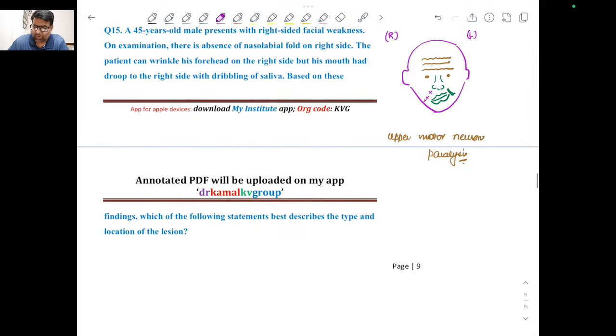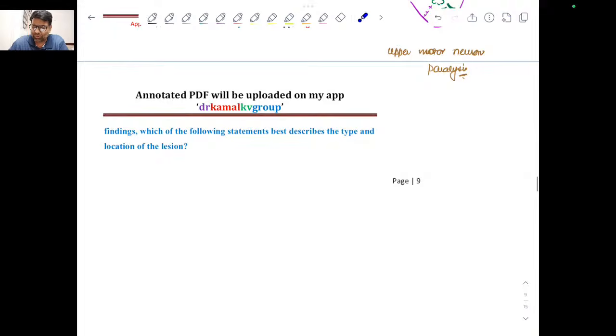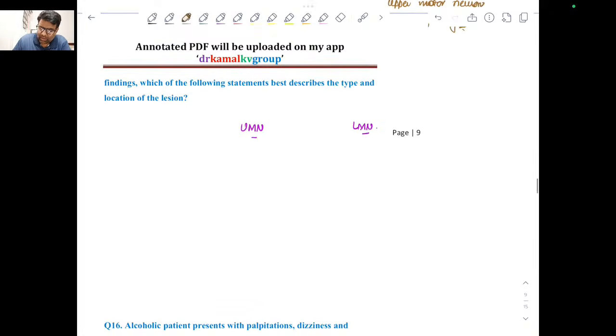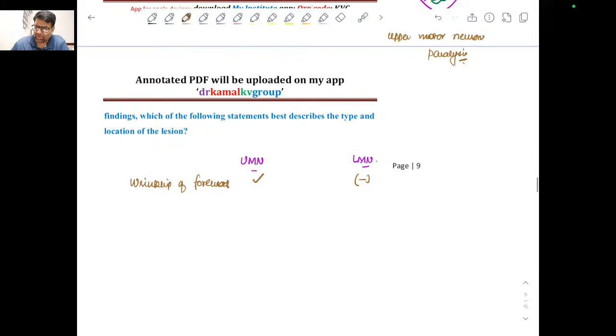Because some would say that the nasolabial fold is gone, the angle of mouth is drooping down. Why is it not lower motor neuron? So you need to remember a couple of things, like if I write upper motor neuron type palsy, lower motor neuron type of palsy. Now what is happening? The classical difference is you have to look for the wrinkling of forehead. It is present in upper motor neuron and it is absent in lower motor neuron. That's very important. Very good, Priya. So that's upper motor neuron.